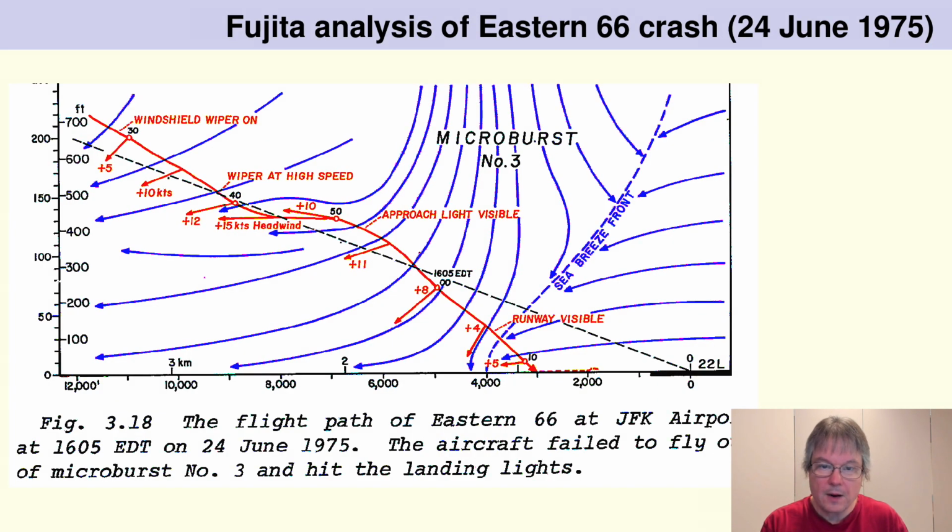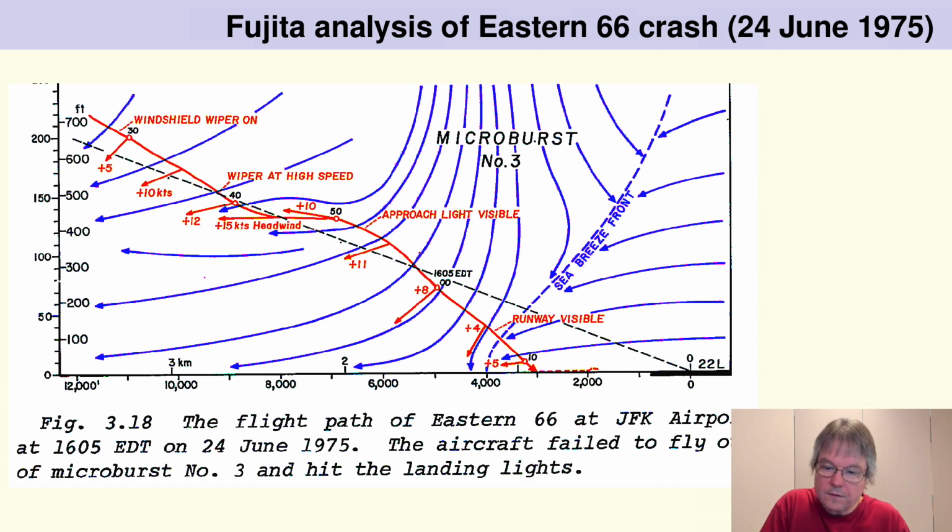So I will, though, briefly show you why downbursts are damaging to aircraft. Here's an analysis by Ted Fujita in one of his books. Notice the glide slope of the aircraft as intended is the dashed black line.